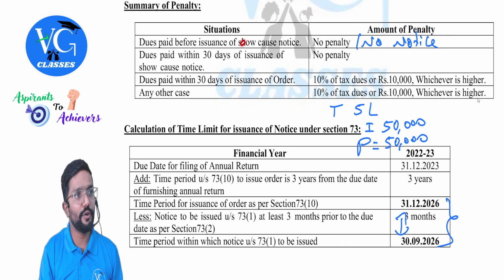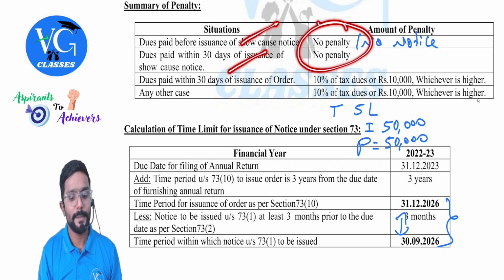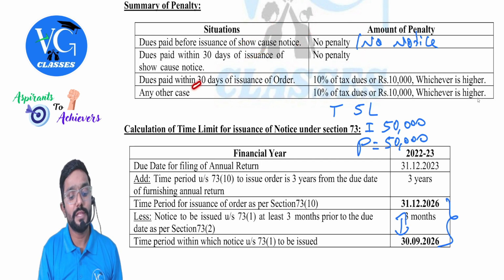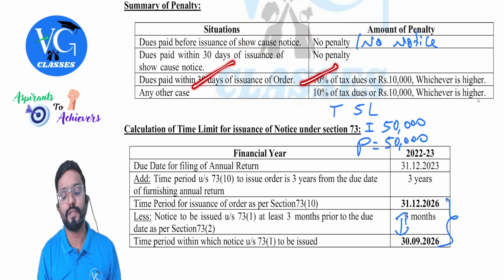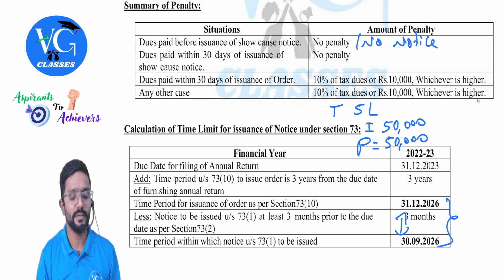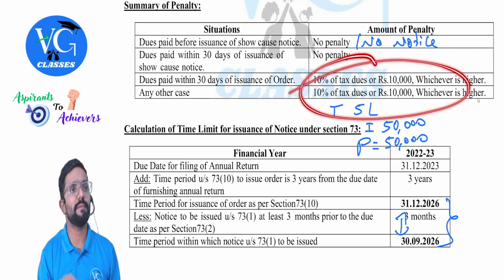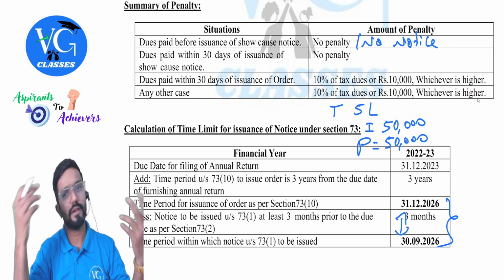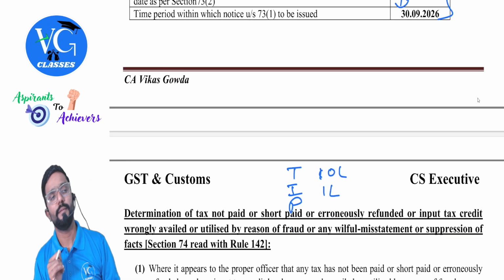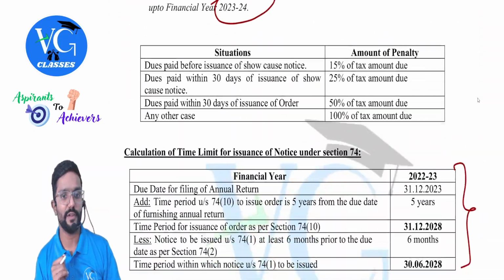If it is paid before notice or within 30 days of notice, no penalty. Within 30 days of order, 10% of the tax or 10,000, whichever is higher. Or even in any other case, same amount. Whether within 30 days or after 30 days, same penalty. But here it is different, guys. Please be careful. It is different here.